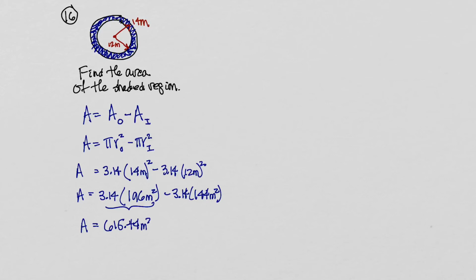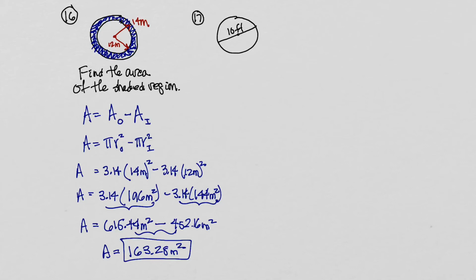And now making this multiplication, we'll get that the area is 615.44 square meters minus, making this multiplication, 452.16 square meters. And making that subtraction, we're going to get the area of that ring is 163.28 square meters.